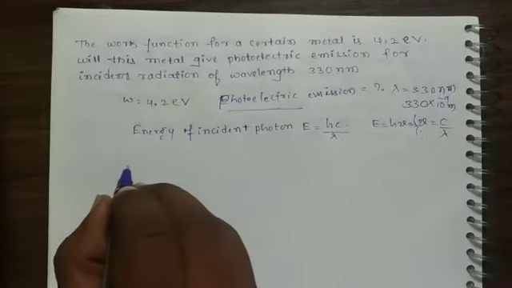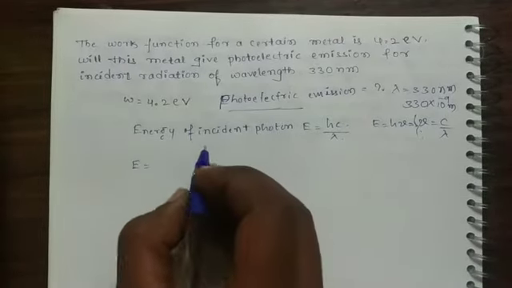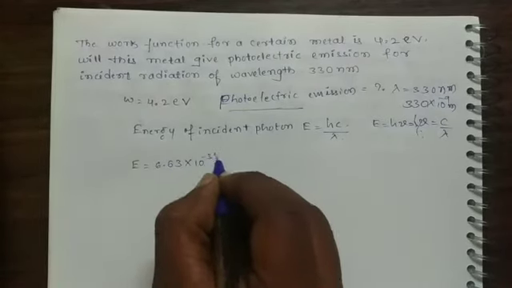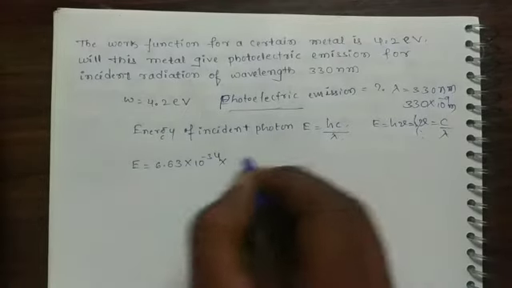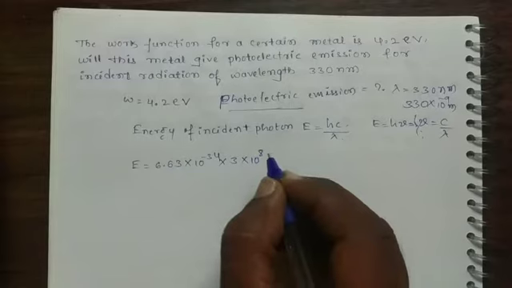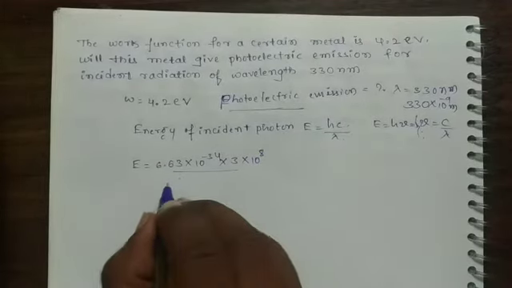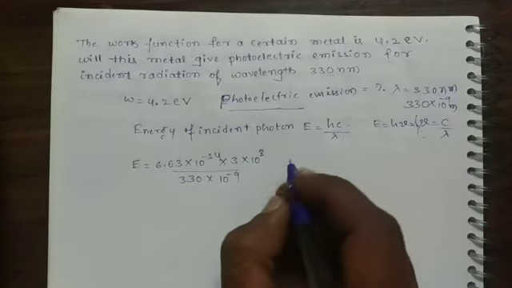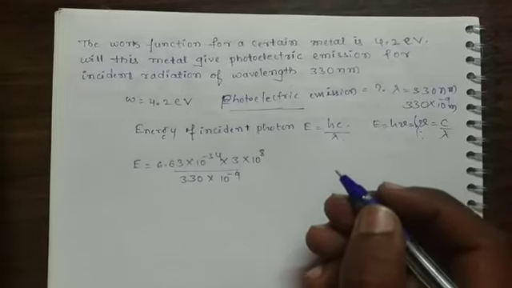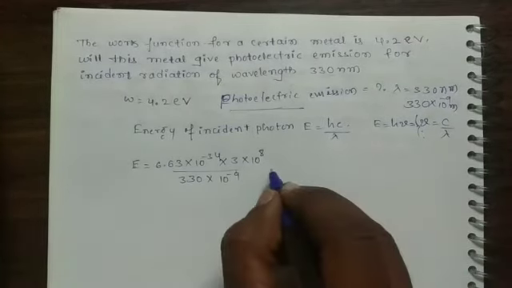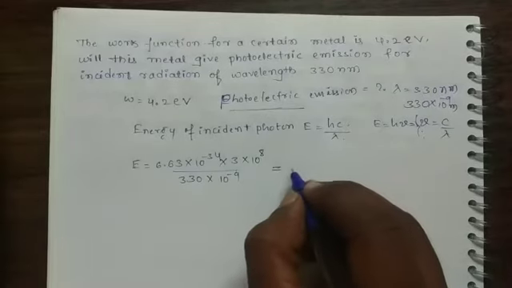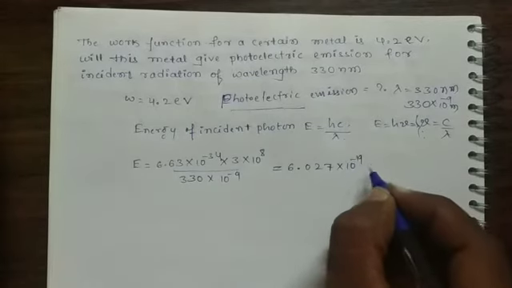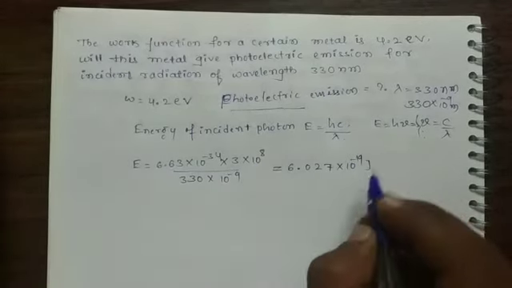Here E is equal to h, the Planck constant, 6.63 into 10 power minus 34, into c, 3 into 10 power 8 meter per second, divided by the wavelength 330 into 10 power minus 9, because it is in nanometer. Simplifying this equation, we get 6.027 into 10 power minus 19 joule. So we get the energy in joule.